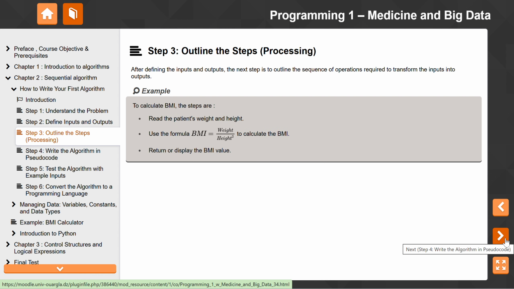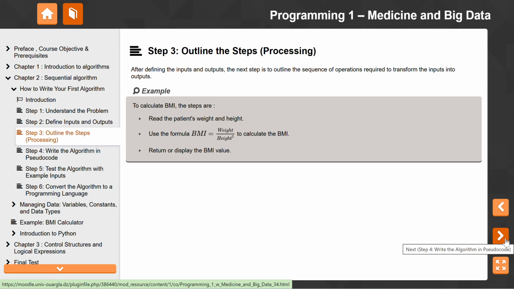The third step is to outline the steps. To go from the inputs to the outputs, we need to follow some steps, so we should outline those steps. After defining the inputs and the outputs, the next step is to outline the sequence of operations required to transform the inputs into the outputs.